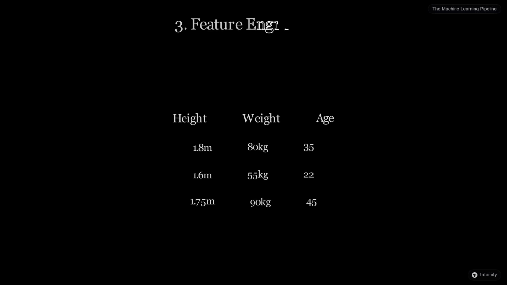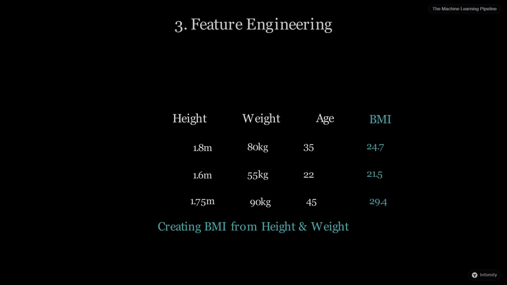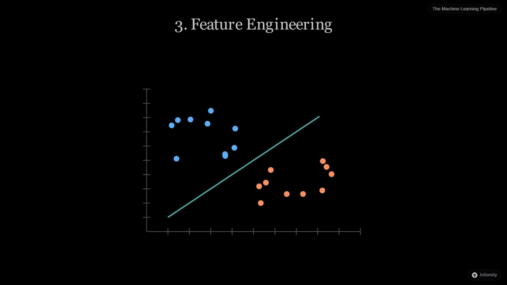Building on our clean data, feature engineering is the art and science of creating new, more insightful features from existing ones. This step allows us to explicitly provide our model with information often hidden in raw data. For example, from height and weight, we can calculate body mass index, a stronger predictor for certain health conditions. Effective feature engineering can significantly boost model performance, sometimes more than tweaking the algorithm itself, leading to more accurate predictions.